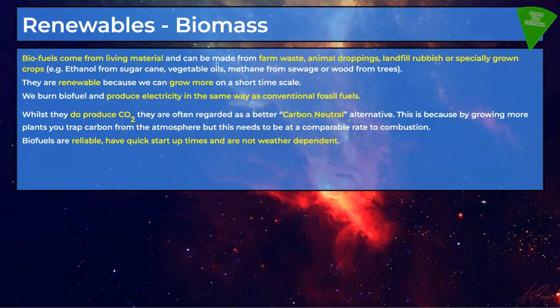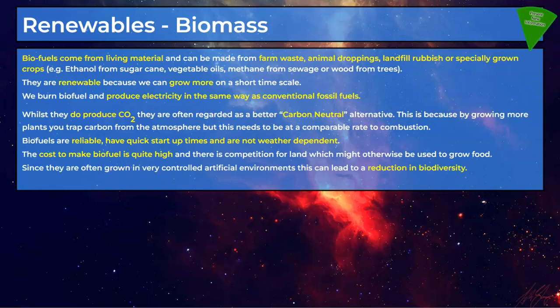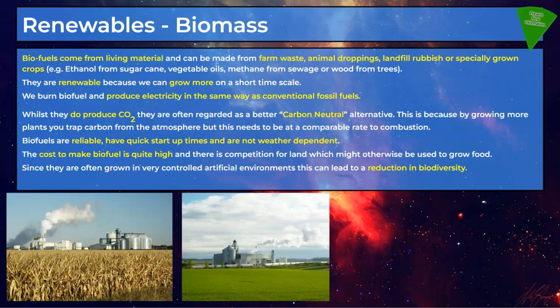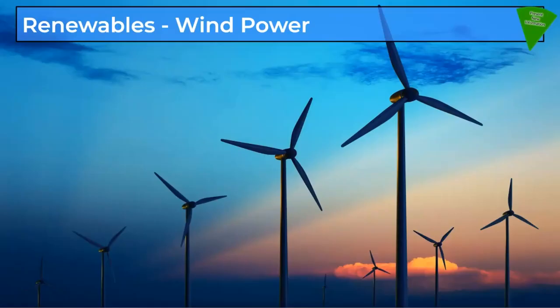So it sort of cancels itself out during its life, effectively. They have a lot of advantages that we've already mentioned, but one disadvantage specific to this, just to be aware of, is that it is an artificial habitat, and so therefore it leads to a reduction in biodiversity, which can sometimes be a little bit of a problem.